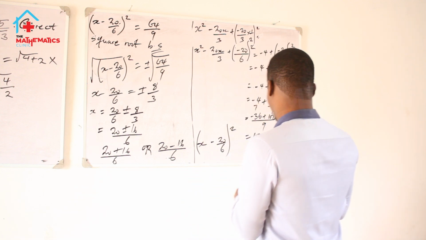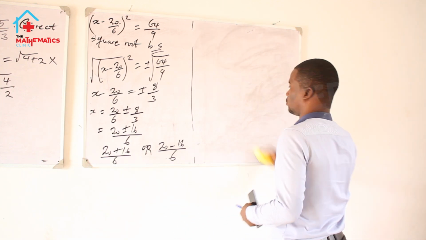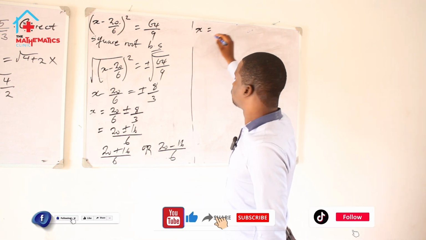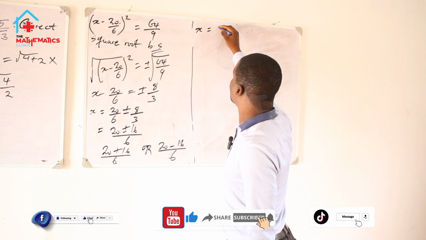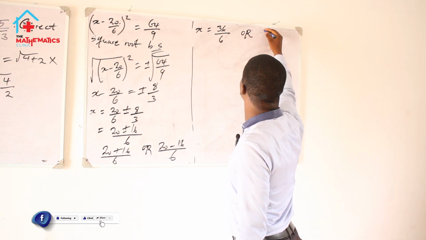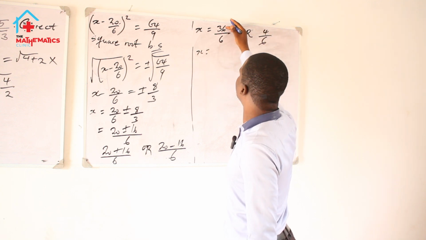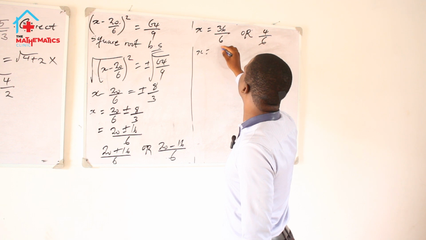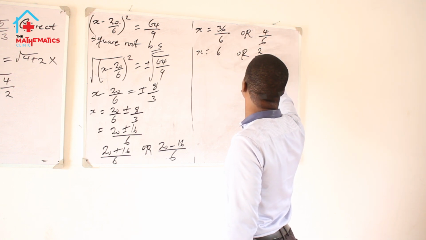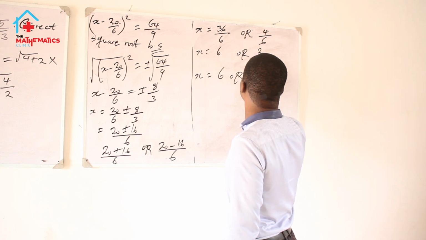Let's just continue right here. So we can simplify both expressions. 20 plus 16 gives 36 all over 6, or 20 minus 16 gives 4 over 6. So x equals, simplifying this, you have 6, or you reduce this fraction to give 2 over 3. So the values of x are 6 or 2 over 3.